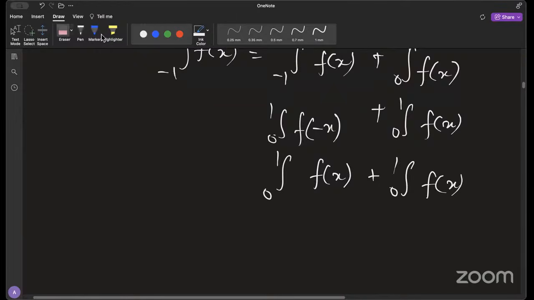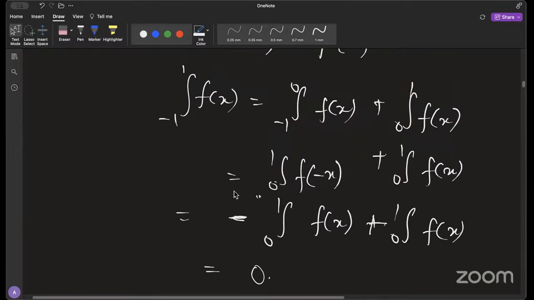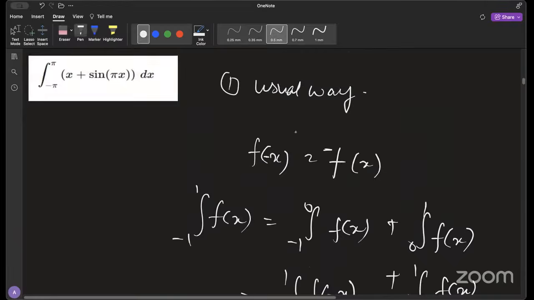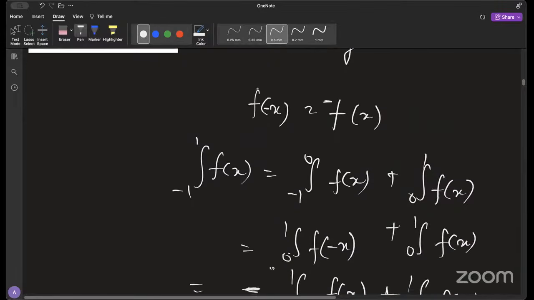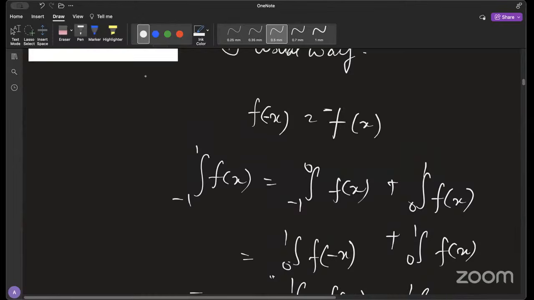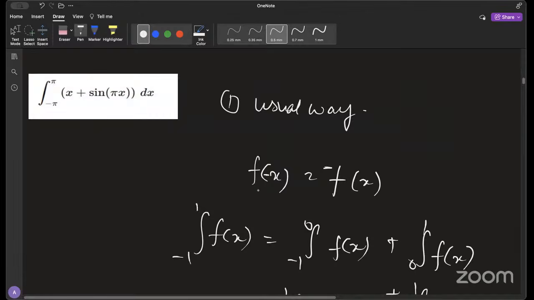Minus sin x, if you have a minus function, x. Okay, we'll have a look at this function later. If this function is a function like this, we'll come to that one later.